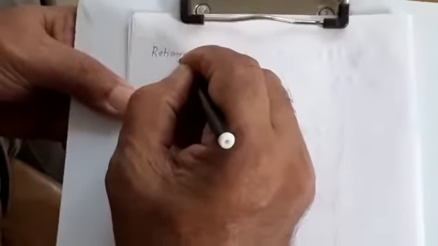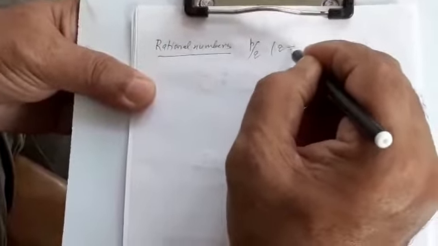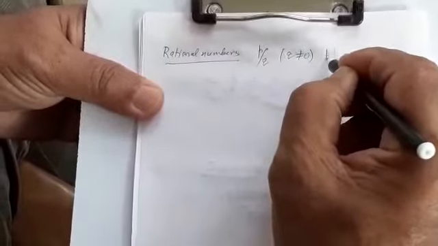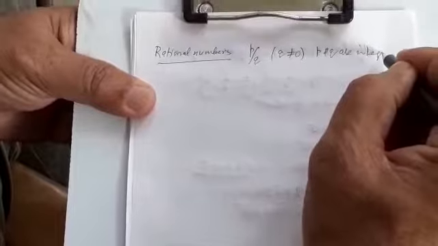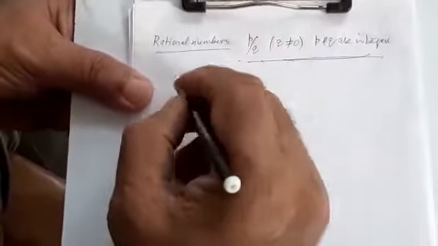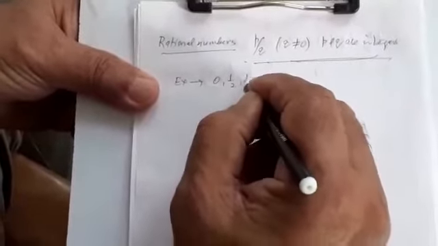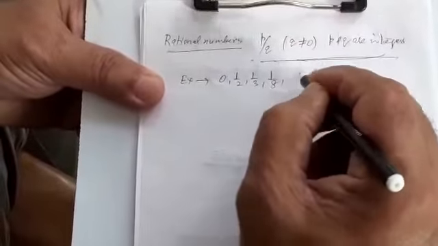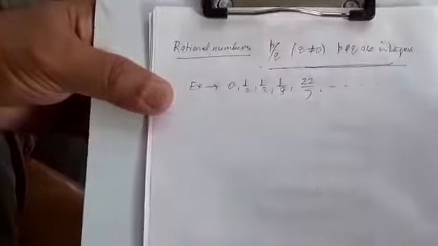Look here. Rational numbers are of the form p by q, where q is not equal to 0 and p and q are integers. This is the condition for a rational number. I am giving examples. You can take 0, 1 by 2, 1 by 3, 1 by 8, 22 by 7. These all are rational numbers.